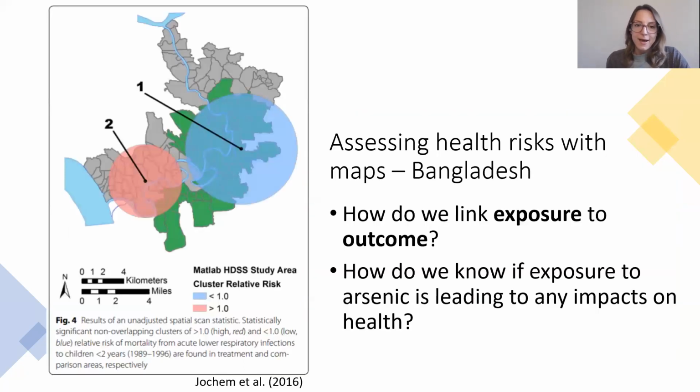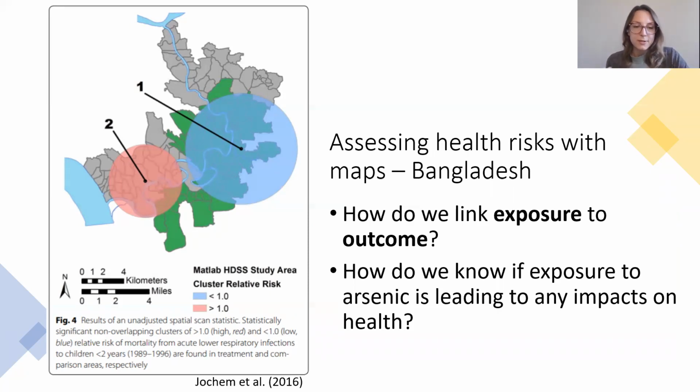So they had this feeling that the arsenic was to blame, but how did they actually link that exposure to the health outcome, to the various different health outcomes associated with arsenic exposure? That's to say, how did they know if exposure to arsenic was specifically leading to those impacts? Well, they used maps in many health studies.